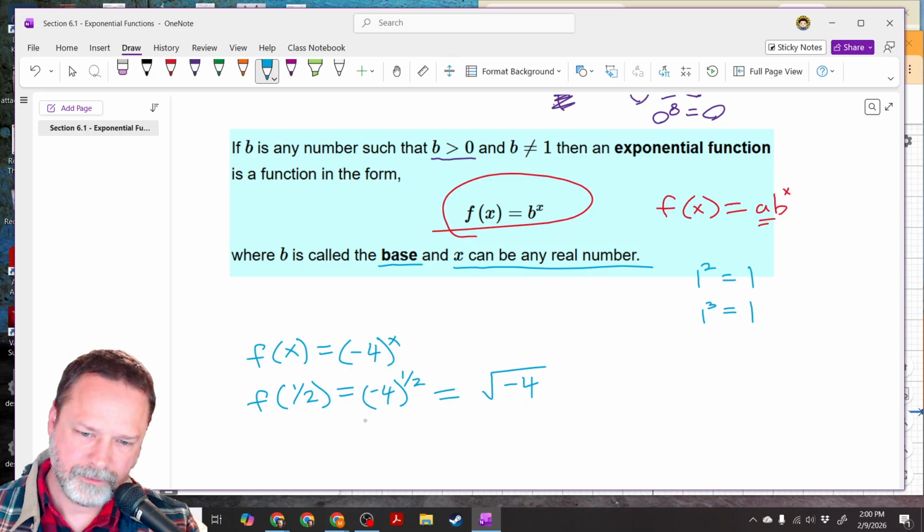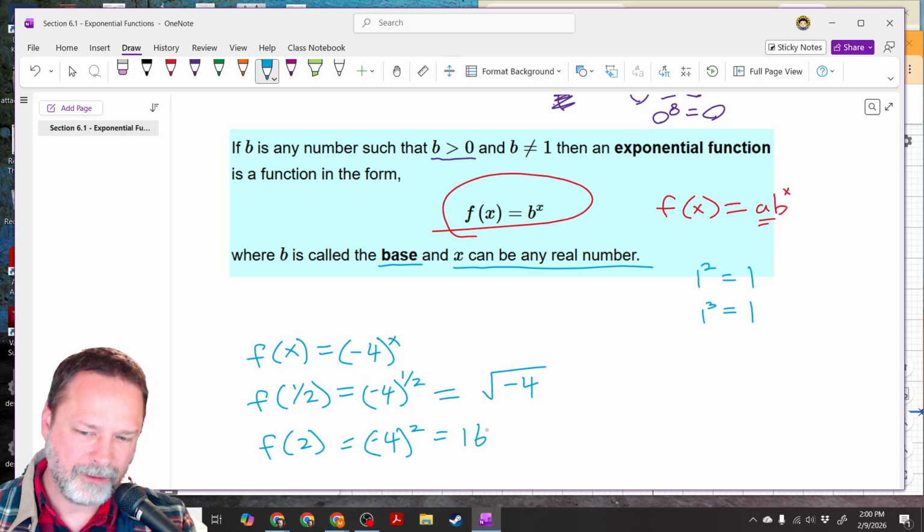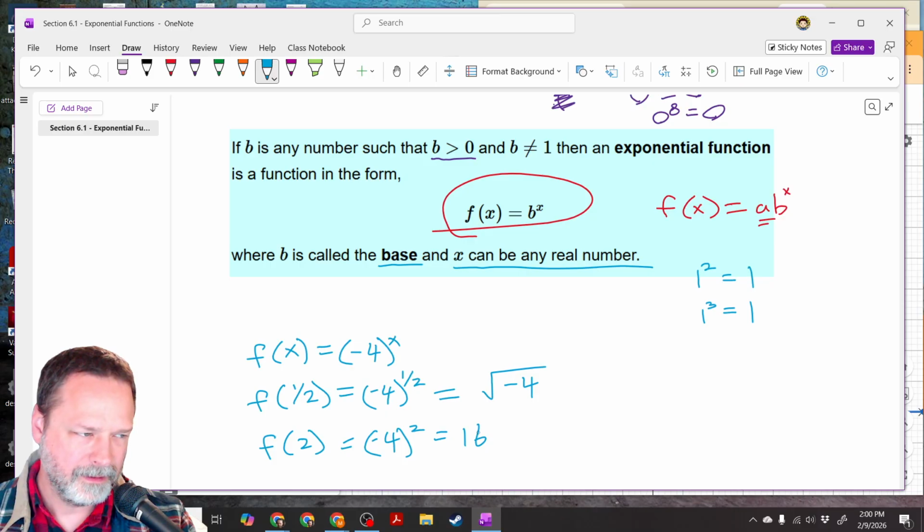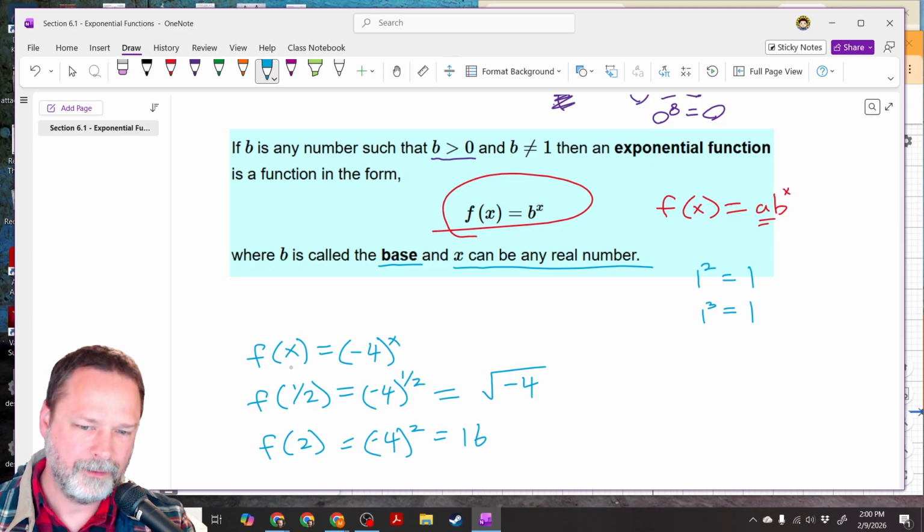What else here? What if I had f of 2? That's negative 4 squared, that's okay, that's 16. Now we're jumping around from positive to real numbers, to irrational, to complex numbers, like imaginary numbers. It's a mess. So we're not going to mess with any negative bases. Because we go 2 and then what? 2.5. Well, okay, what's f of 2.5? We don't want to mess with that, right? So that's another thing. We're going to just make sure our base b is greater than 0 and not equal to 1. So that's very important.